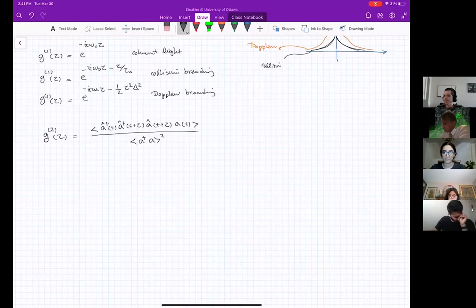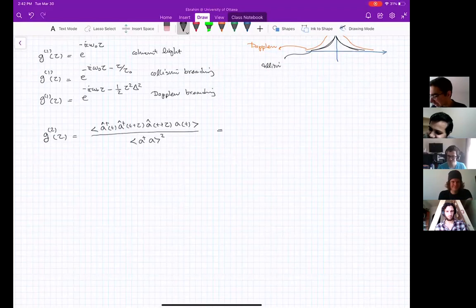Essentially, when we look at the G2 function, it is surprising that you don't look at the field correlation. Okay, funny. Josh is asking that someone has to remind him.